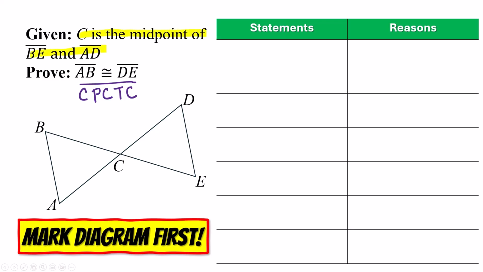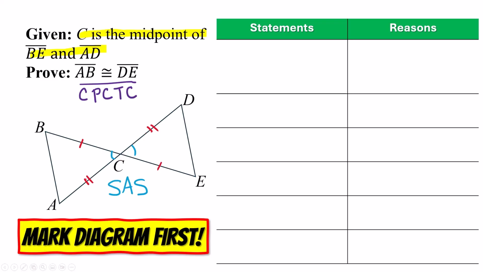C is the midpoint of BE and AD. So basically they're telling me that C is splitting both of these segments in half. So I've got congruent sides here, and I have congruent sides here. We have vertical angles in the middle. You're allowed to use that. So then you look at the proof and tell yourself, well, which theorem am I going to use? This one is side, angle, side. So that's what we're going to use.